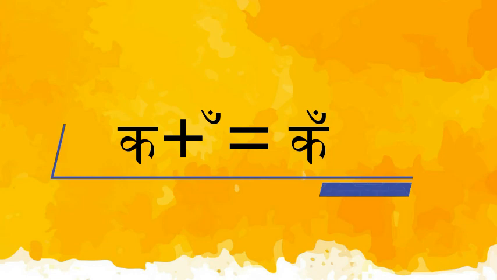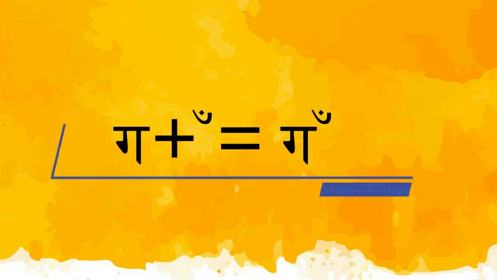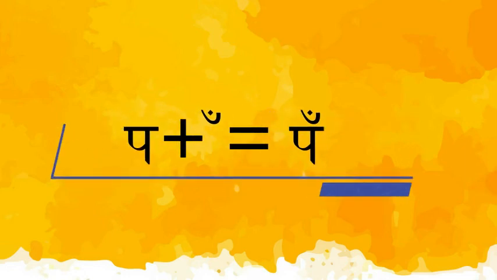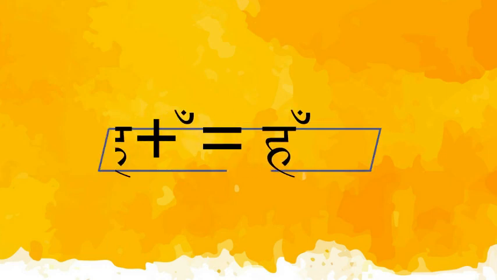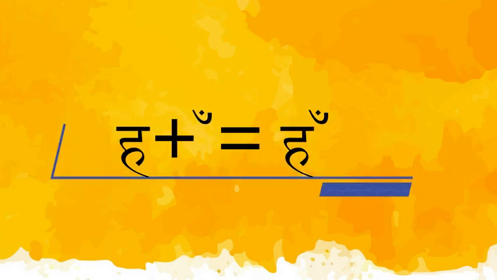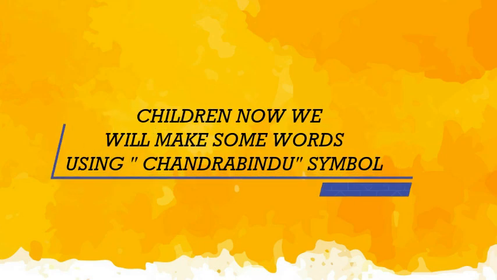When we add this matra to any letter, it is pronounced like this. For example, ka plus chandrabindu, kaan. Ga plus chandrabindu, gaan. Pa plus chandrabindu, paan. Ha plus chandrabindu, haan. Children, now we will make some words using chandrabindu.